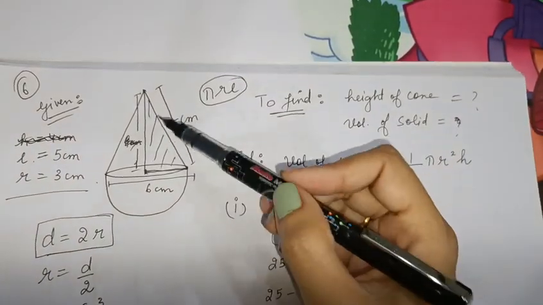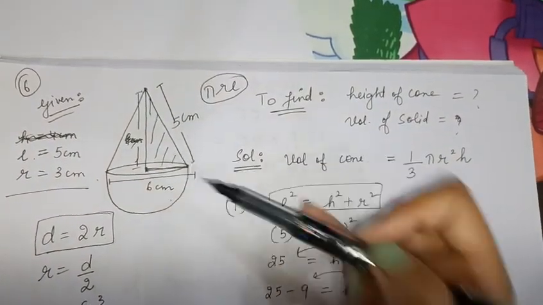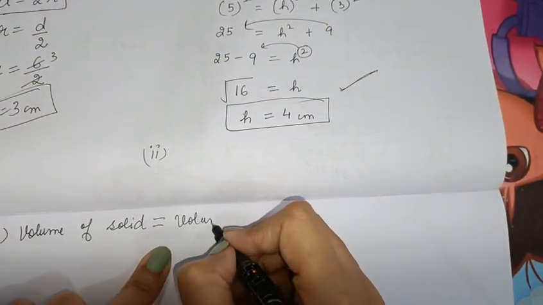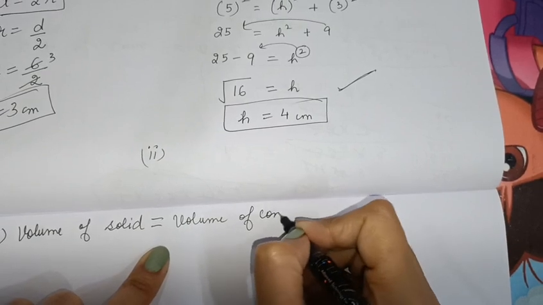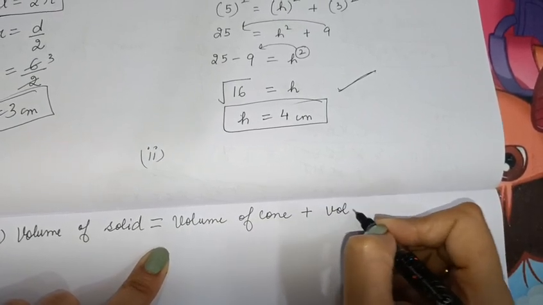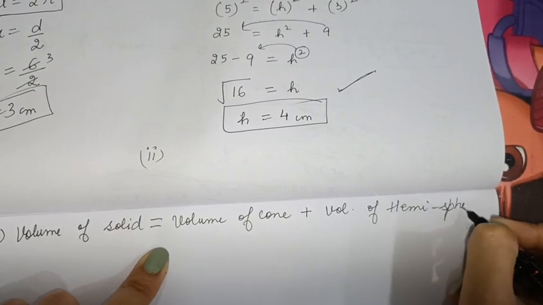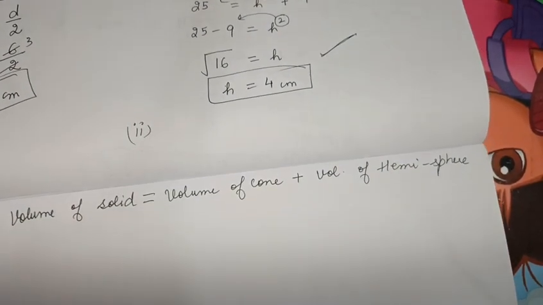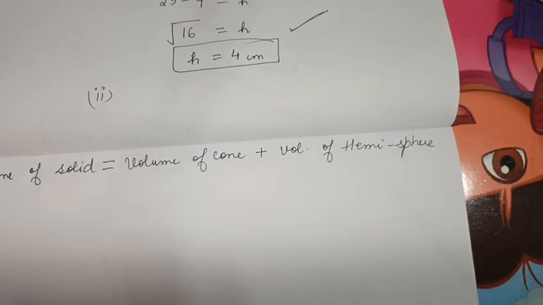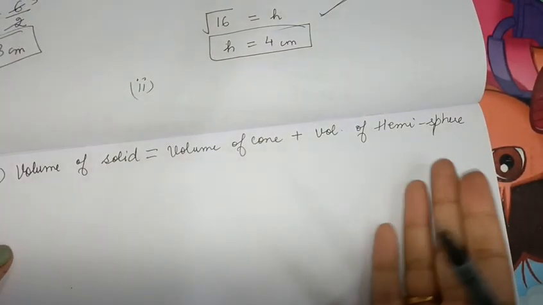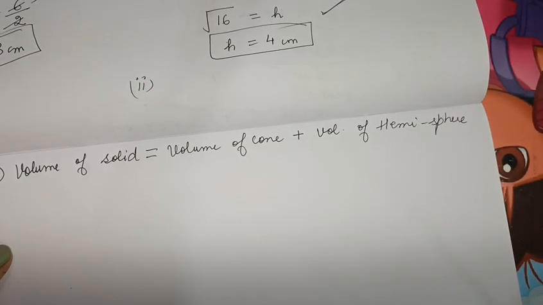Solid is a combination of two solids, cone and hemisphere. So when we have to find its volume, it should be volume of cone plus volume of hemisphere. Don't do it separately, do it in a single step like the way I am doing, because common factors we can take out and then the calculation will be a little easy. Doing everything separately will be too lengthy.